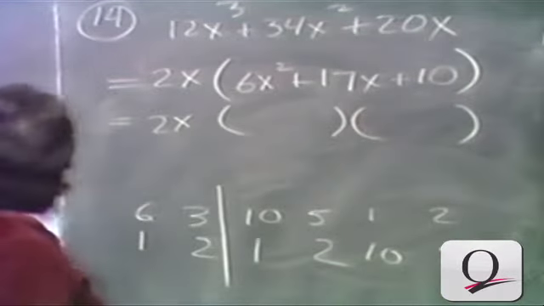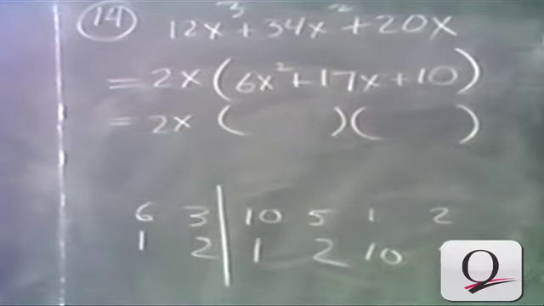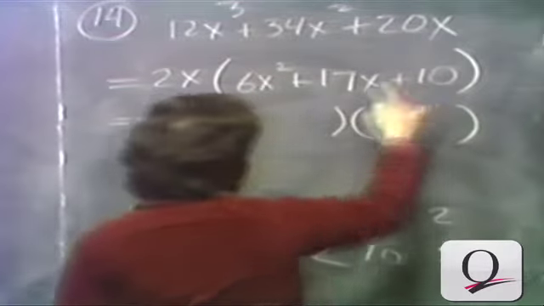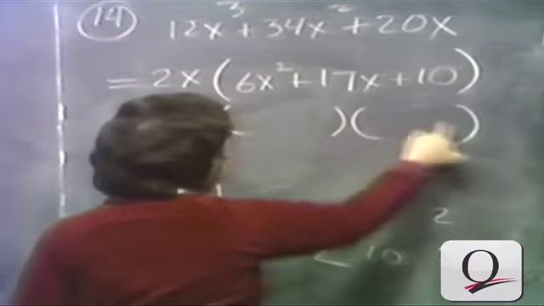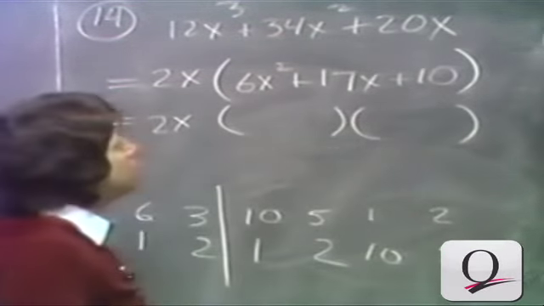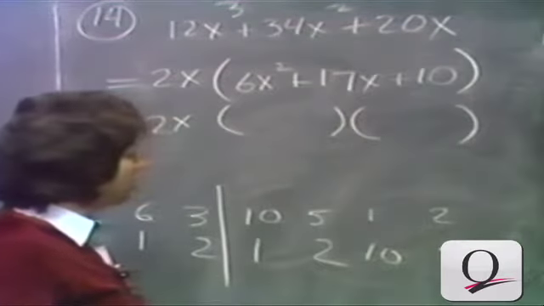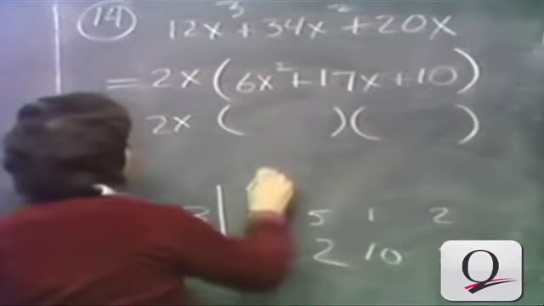Now, because this is a plus 10, these two numbers that go in here are going to have the same sign. Therefore, it's going to be basically an addition table.